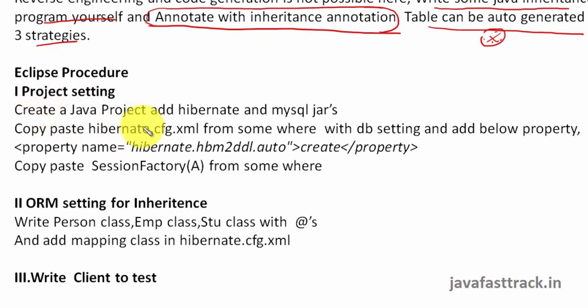You create a simple Java project, add the jar files, then you copy paste the Hibernate configuration file from somewhere with the database settings. You know that prior to doing this, you should have some database running. You should have some database created. So copy paste the Hibernate configuration file. Also copy paste the session factory from somewhere. So with that we have completed the project setting.